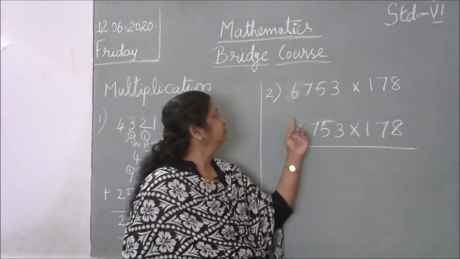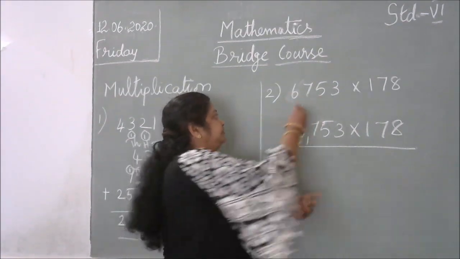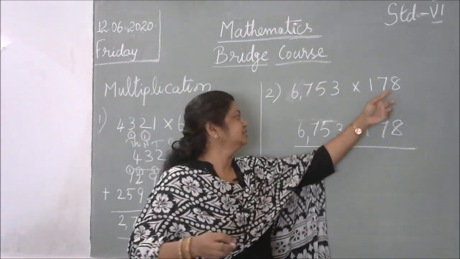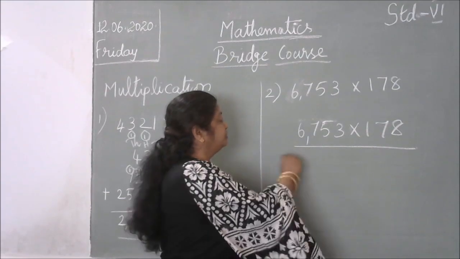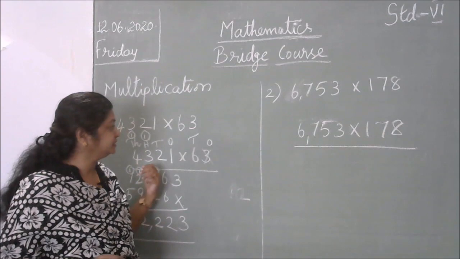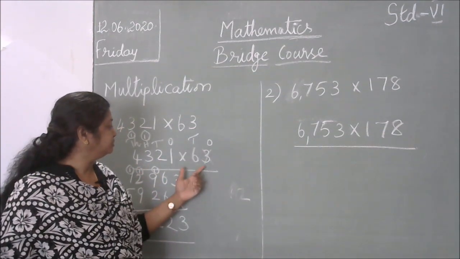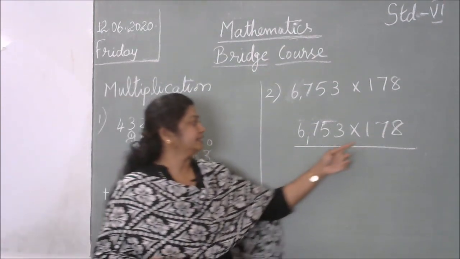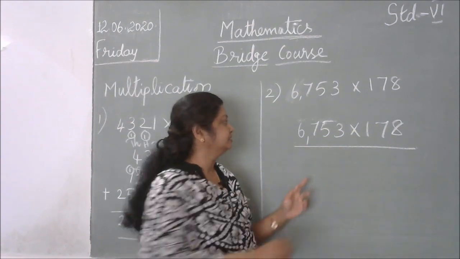The second sum, the 6,753, I am going to multiply with 178. I am not writing the place value on top of this number because I already taught you in the first sum how to use the place value and how to multiply. Here directly we will try this.